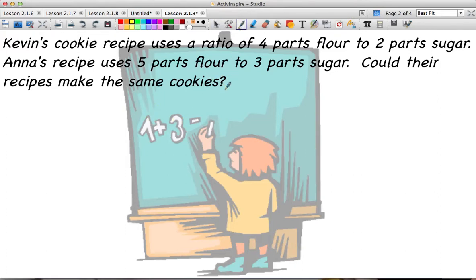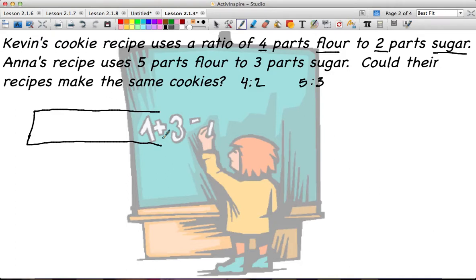So the first thing you want to do is make sure that you have your ratios set up the same. If I'm going to do a ratio of sugar to flour, or flour to sugar, I need to make that decision and then stick with it for both ratios. Since it's in the order of flour to sugar, that's the way I'm going to set up my ratio. So the first ratio in Kevin's recipe is 4 to 2, and in Anna's recipe is 5 to 3. Then we can use a table to help us compare the ratios to see if they will ever make the same kind of cookies.